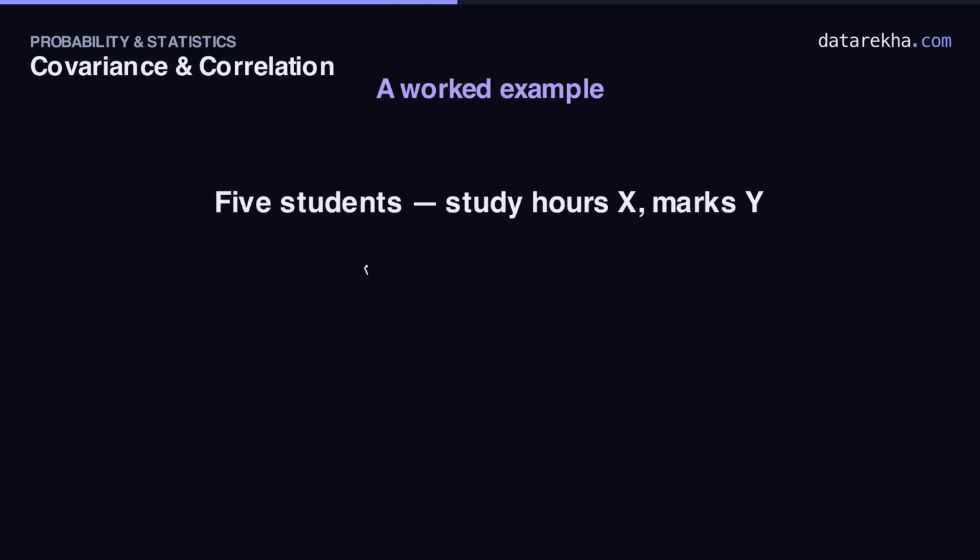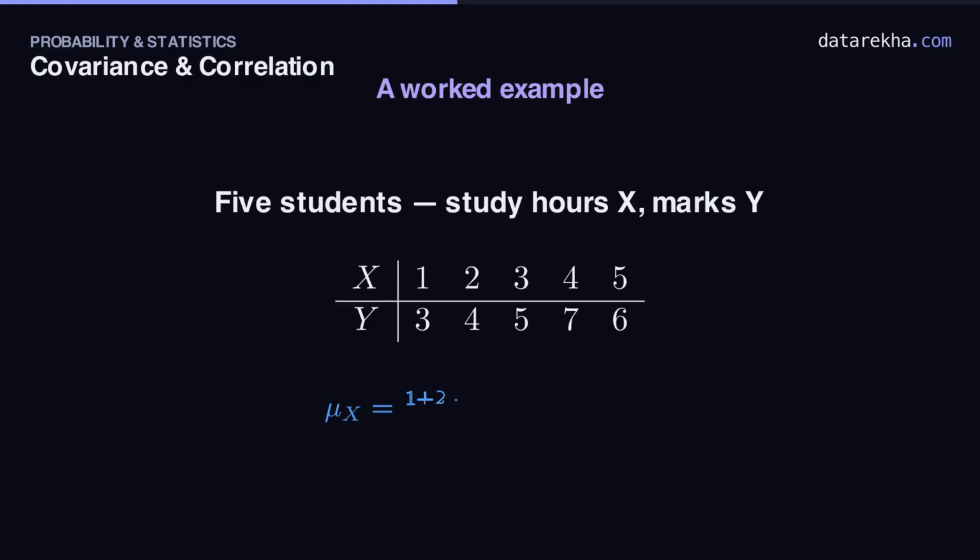Let's compute one all the way through. 5 students. Their study hours are 1 through 5, and their marks are 3, 4, 5, 7, 6. Each student is equally likely, so every point carries weight 1/5. First, the two means. The study hours add to 15 over 5, so the mean of x is 3. The marks add to 25 over 5, so the mean of y is 5.